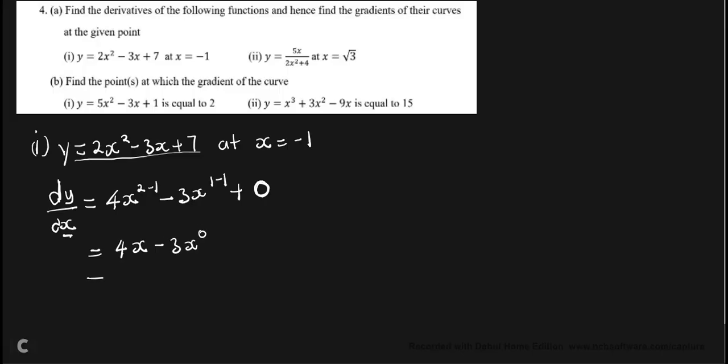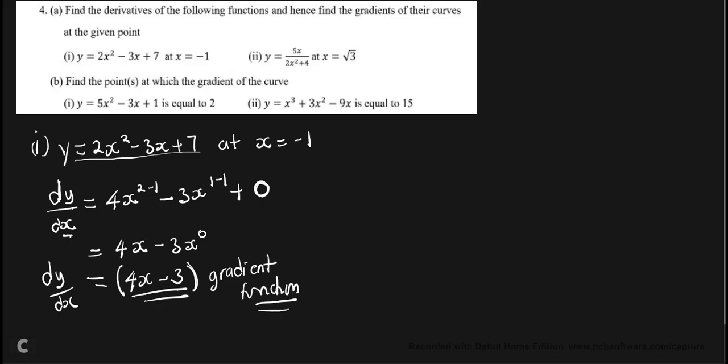Such that this equation, the derivative that we found, is the gradient function. So this derivative which we have found is the gradient function. But we haven't found the gradient yet. So how do we find the gradient? At what point exactly? They've said that at the point where x is equal to -1.